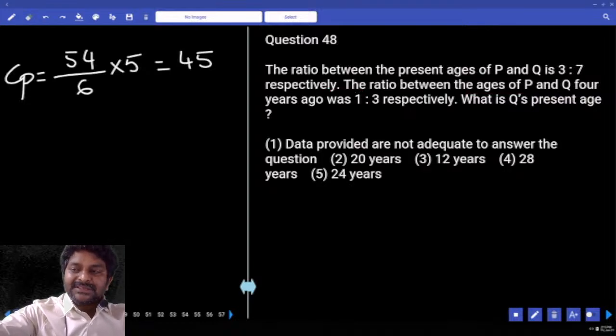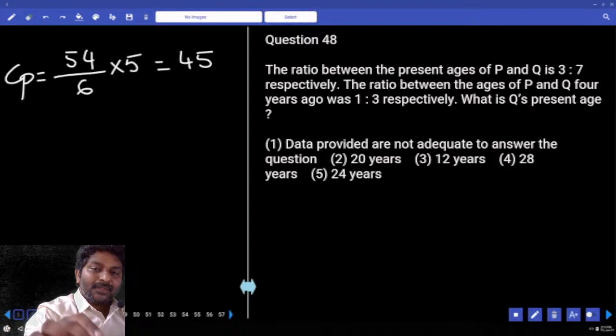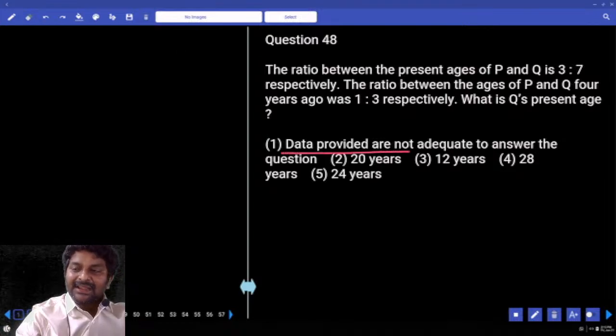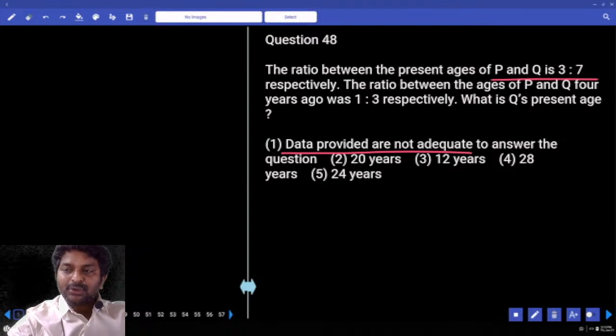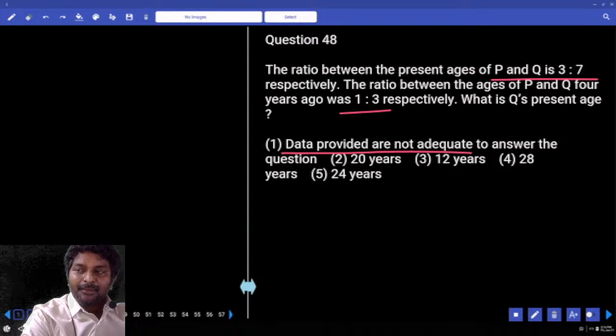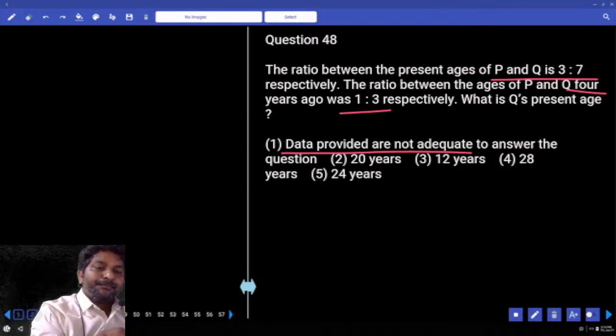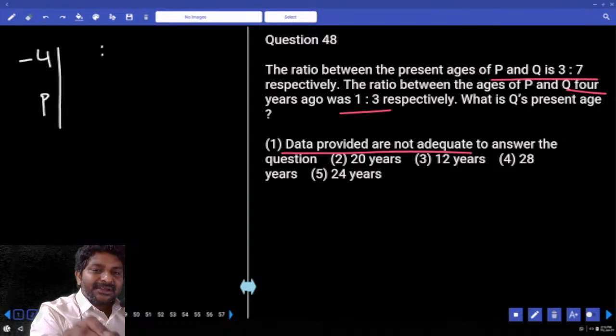The ratio between present ages of P and Q is 3:7 respectively. The ratio between ages of P and Q 4 years ago was 1:3 respectively. What is Q's present age? Okay. Now, when you look at your options, data inadequate is there as one of the options. Now, just go to the information. You have 2 different places. One is present, the other was past. How many years back? 4 years back ratio was also mentioned.